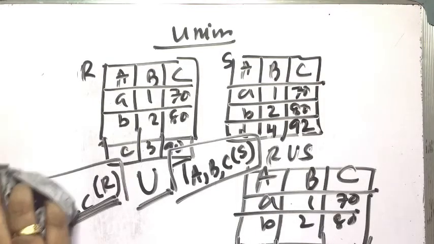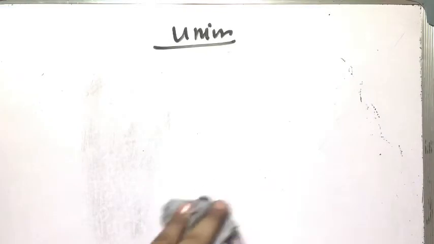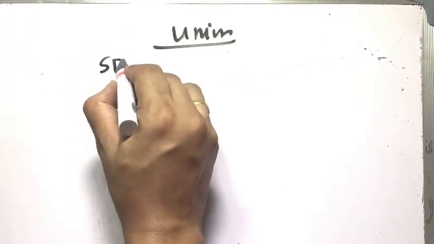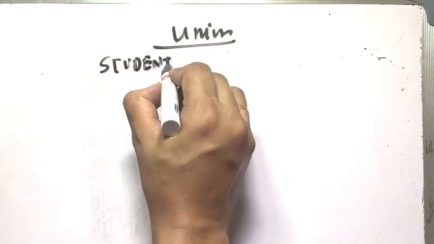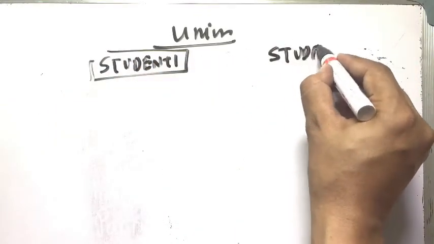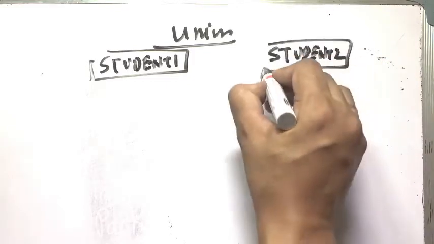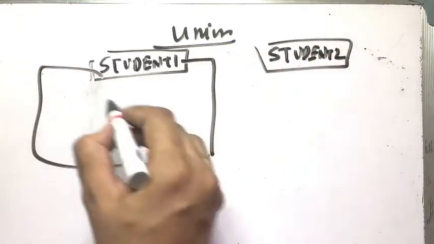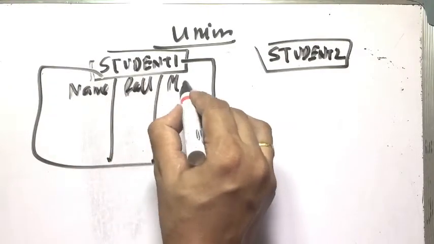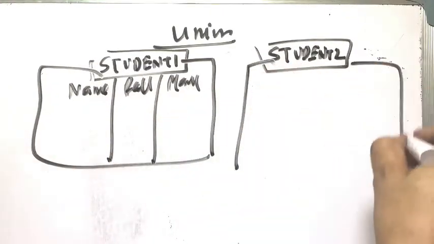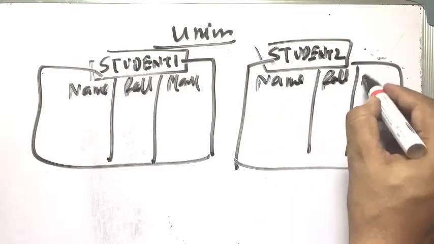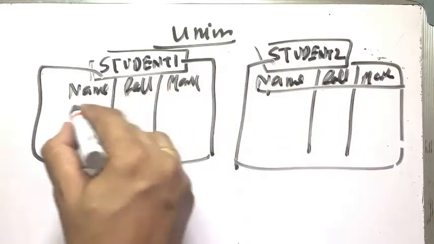Let us consider another example. Suppose the first table name is Student 1 and the next one is Student 2. The first table consists of name, roll, marks. The second one also consists of name, roll, marks.